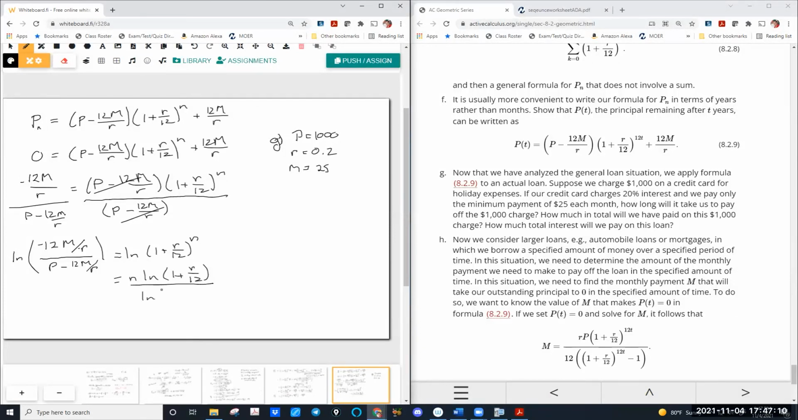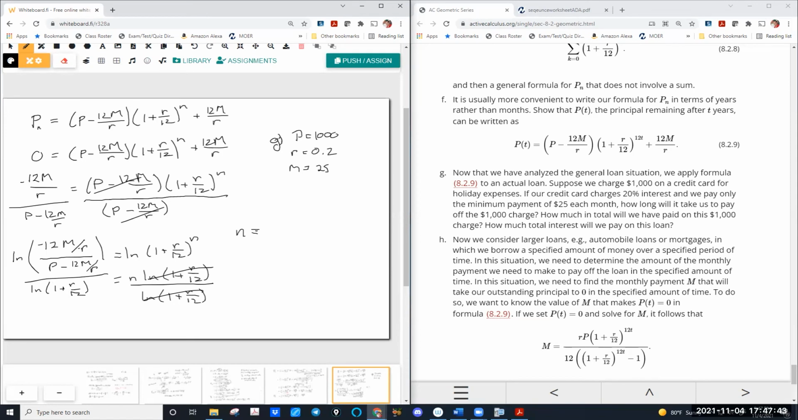So I divide by ln of 1 plus R over 12, and I get that over ln of 1 plus R over 12. So this tells us how long it's going to take to pay this off. I know it's not pretty, but we have calculators to do this. So let's see how long it's going to take us and how much we actually pay in interest.